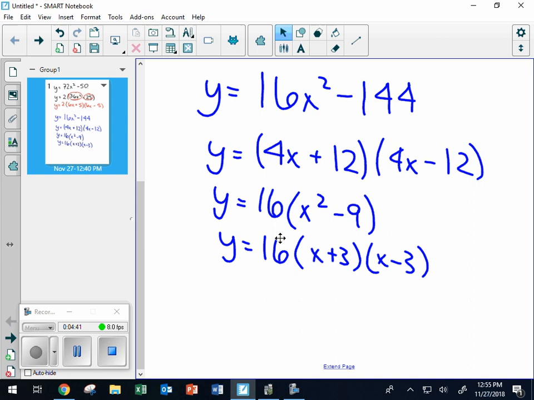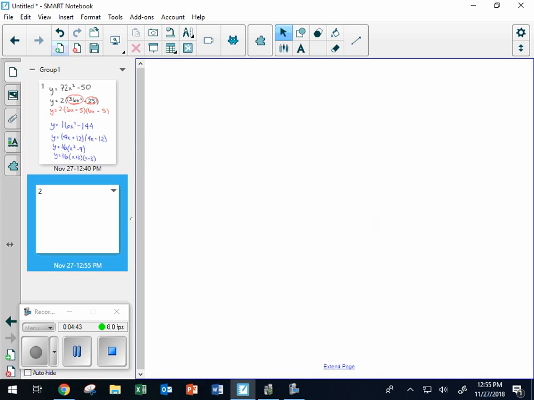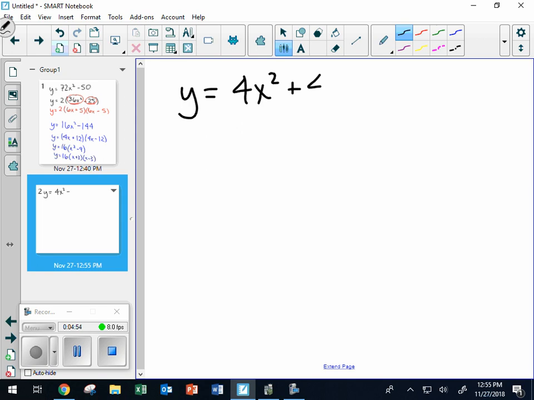Okay, let's do something that's not the difference of squares, but let's stick with factoring. I gave you, let's see, and I'm going to change this to a minus. Could you factor that? I will pause while you try and factor this one.